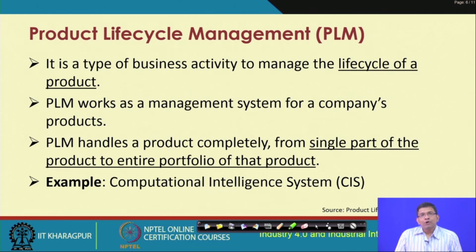So, product life cycle management works as a management system for a company's products. PLM handles a product completely, from a single part of the product to the entire portfolio of that product. Examples of product lifecycle management systems are basically the CIS system, computational intelligence system, and there are many other industry specific PLM systems that are widely used in the industries, so basically these PLM systems are quite popular.